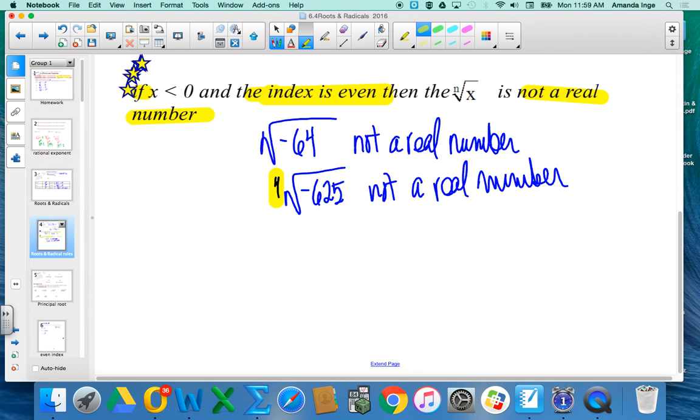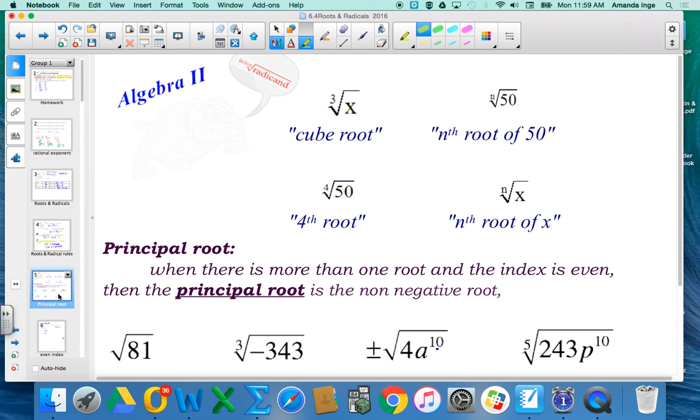Everybody good? So, let's look at a few examples. Once again, we're looking at the cube root, the fourth root, the nth root.